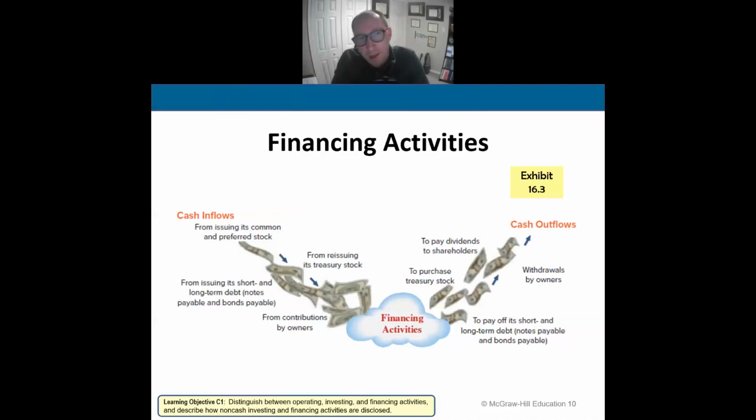Financing activities, cash coming into the business from the sale of common or preferred stock. We are selling treasury stock. We are selling short-term and long-term debt. We are receiving cash from owners' contributions. Cash going out of the business, we're purchasing treasury stock. We're paying dividends. The owner took out some money. Those types of things, yeah. Loans, whatever.